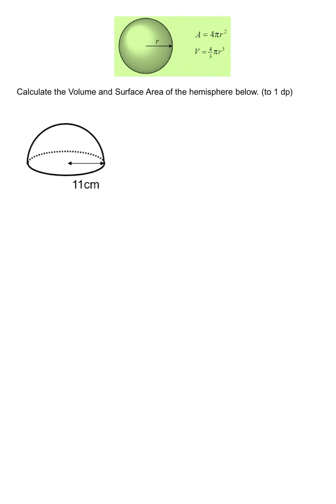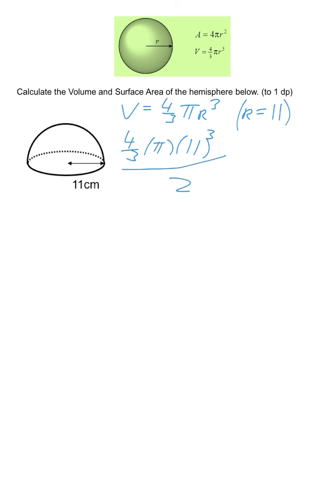So this one now, we need to find the volume and surface area of this hemisphere. Okay, so first of all, we're going to be finding the volume. So volume is equal to 4 over 3 times pi times radius cubed. And here our radius is equal to 11. So I'm going to do 4 over 3 times pi times 11 cubed, and then all of this is going to be divided by 2. So I'm going to put all this over 2 because it's a hemisphere. I'm dividing by 2.